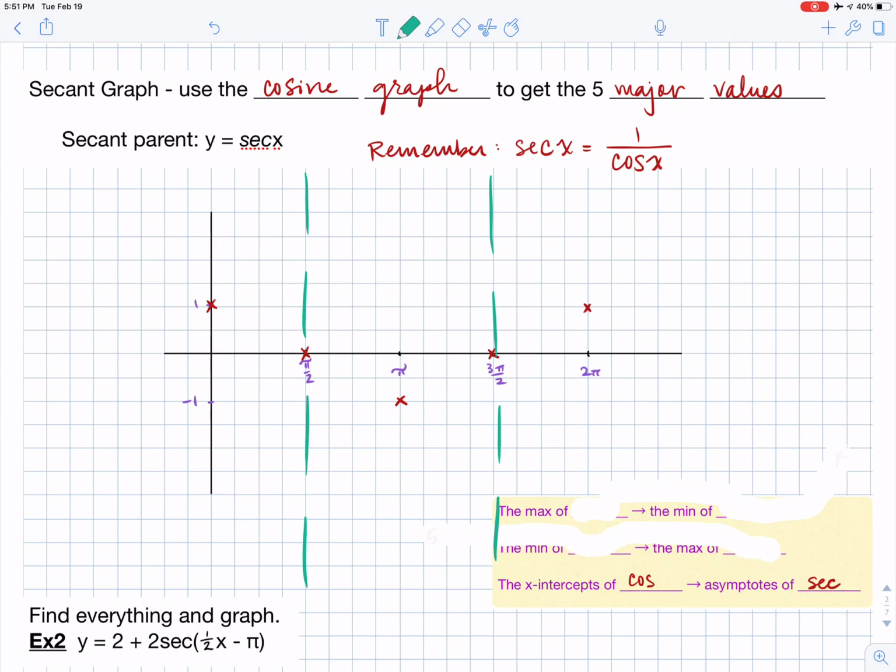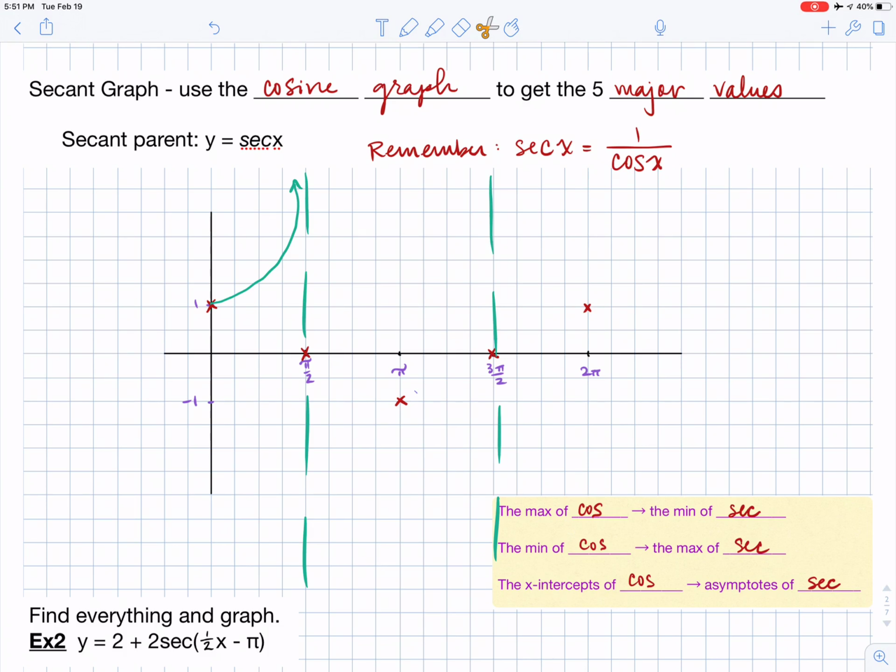And then very much like we did with the cosecant graph, the maximums of cosine are going to become the minimums of secant, and the minimums of cosine are going to become the maximums of secant. So once again here, notice that this is a max of cosine. It's at the top of cosine, and we want to make it the bottom of the secant. So again, make sure that you're getting closer and closer to that asymptote.